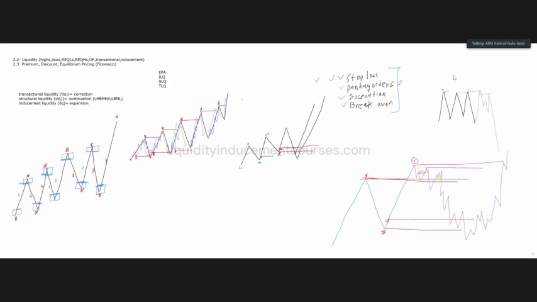Okay, but price tapped into the structural liquidity and it's rejecting. For me to be able to sell this, do I need an MSU or not? Yeah, I need an MSU for me to sell this. But even if I have an MSU here, I still wouldn't sell this. Why? Because it is not yet efficient. So you need a new low. I need a new low to confirm the efficiency here.